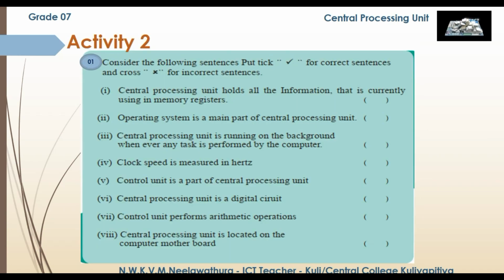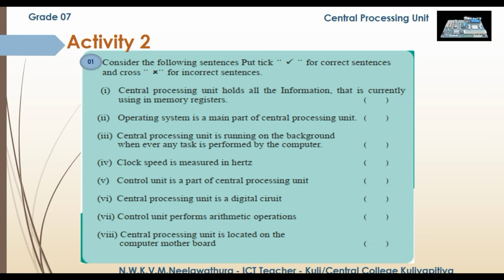Now the time for activity. Look at this. Consider the following sentences. Put tick for correct sentences and cross for incorrect sentences. First one. Central processing unit holds all the information that is currently used in the memory registers. Second one. Operating system is a main part of central processing unit. Third one. Central processing unit is running in the background whenever any task is performed by the computer.